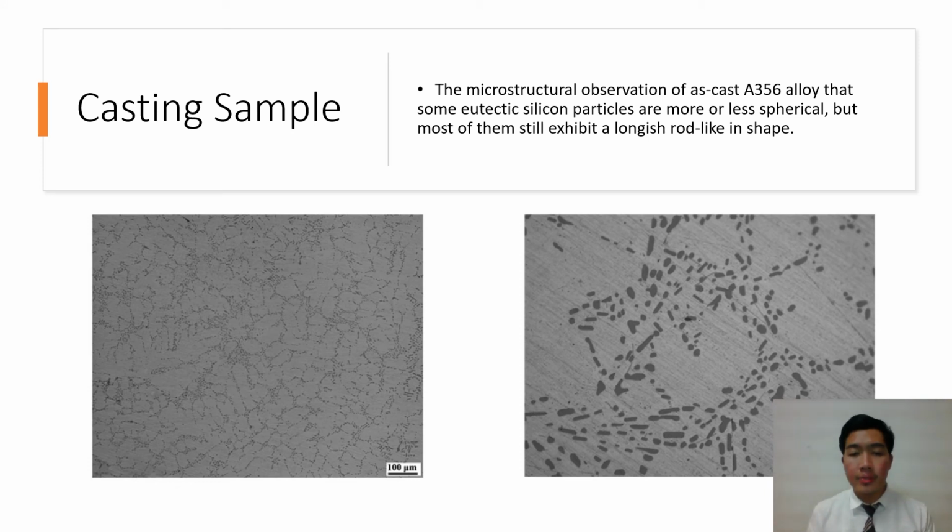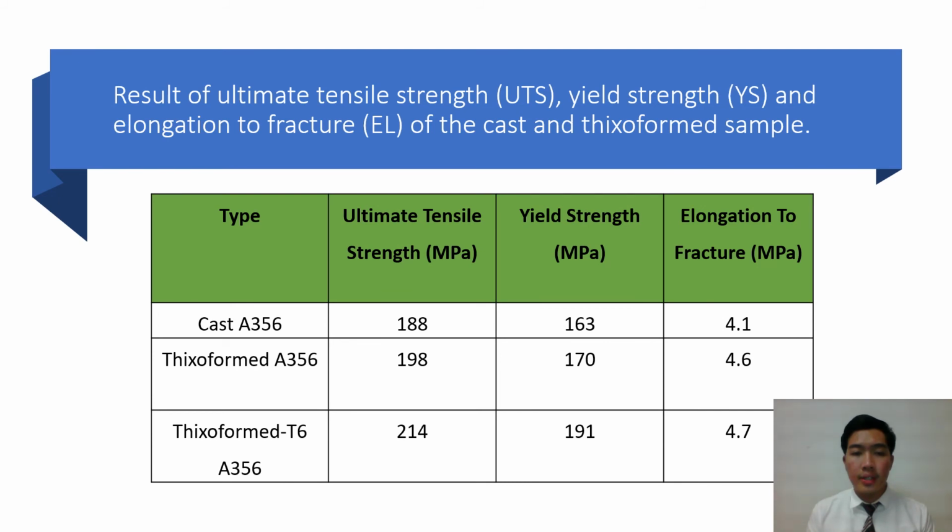For the casting sample, the microstructure observation of as-cast A356 alloy shows that some eutectic silicon particles are more or less spherical, but most of them still exhibit a longish rod-like shape. After that, this is the result of ultimate tensile strength with strength and elongation to fracture of the cast and THIXOFORMED samples. There are three types of sample. First is cast A356, second THIXOFORMED A356, and third is THIXOFORMED T6 A356.